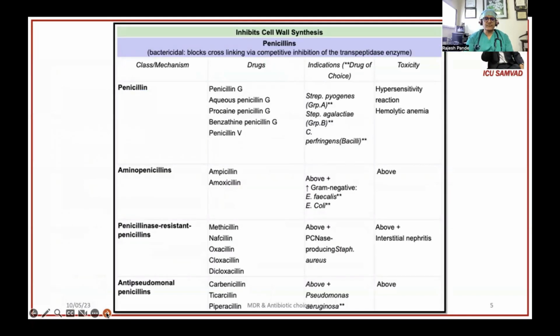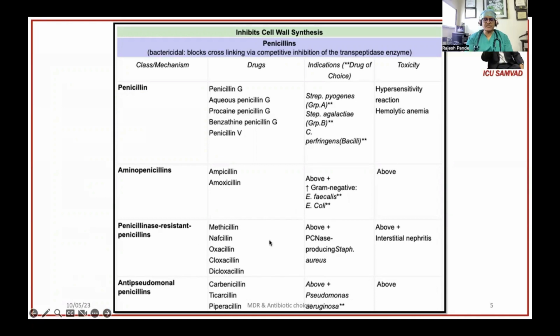And the largest group of drugs among all the antibiotics is the penicillins, which are bactericidal because they block cross-linkage by competitive inhibition of the transpeptidase enzyme. So we have the older penicillins like penicillin G, V, procaine, benzathine, etc. They are active against Streptococcus group A, B, C, and some bacteria like Clostridium perfringens. The problems are hypersensitivity reactions and hemolytic anemia. Aminopenicillins, which include ampicillin and amoxicillin, are indicated for the above, plus Enterococcus faecalis and E. coli, with the same problems.